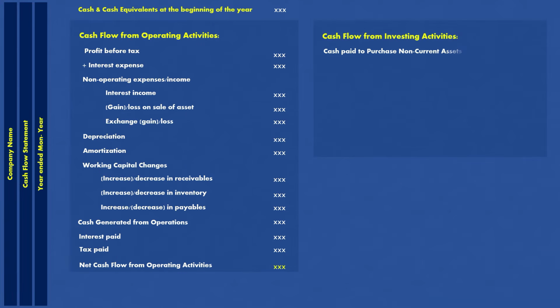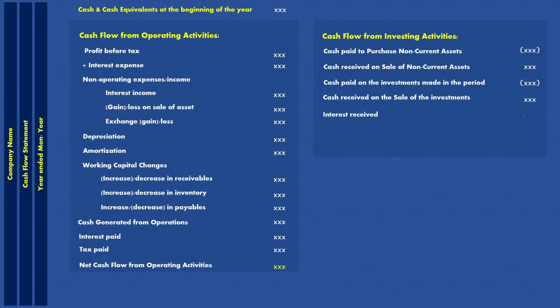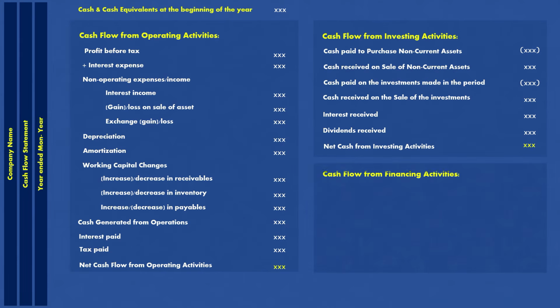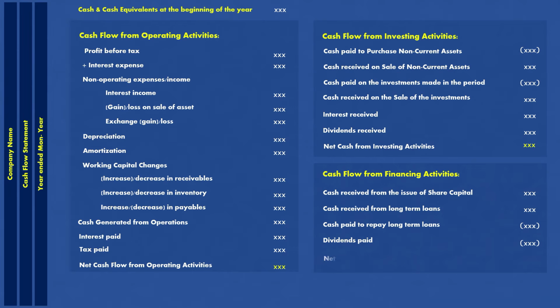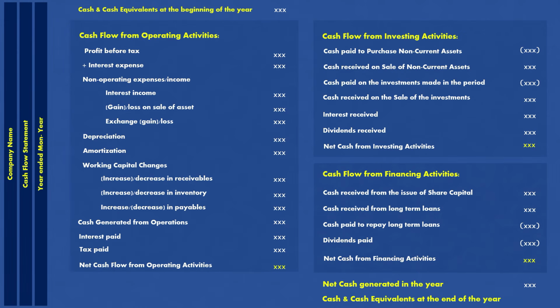Then we also present the cash flows from investing activities with all the details that we have. And then finally we also have cash flows from financing activities, presented with all these details. Then after presenting all of these three sections, we calculate the net cash generated in the year, and then we add it to the opening cash to reach cash and cash equivalents at the end of the year.